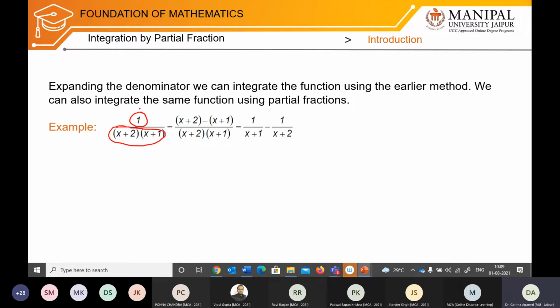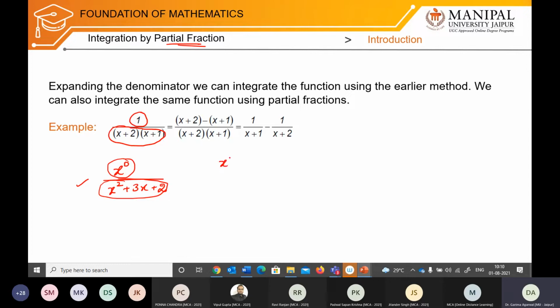Degree means, in this example, in the numerator the power of x is 0. 1 can be written as x raised to 0, and in the denominator the power of x is 2, right? When we multiply both the factors, we get the maximum power of x as 2, that is x square plus 3x plus 2. So the degree of the denominator is 2 and the degree of the numerator is less. So in that case only we can use partial fraction.